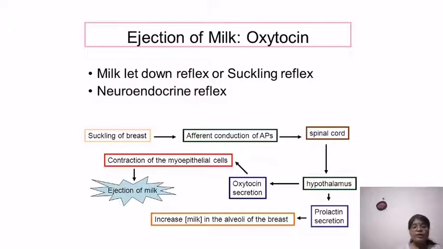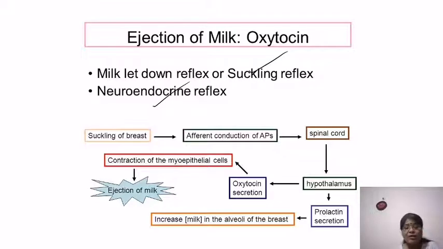Milk let down is a reflex action, called the suckling reflex. Again, this is a neuroendocrine reflex, because the signal is going to the brain and from there it is coming back, therefore it is a neuronal reflex also. So what do we see? When babies suckle the breast, initially when milk doesn't come, it is suggested that the child is allowed to suckle on the mother's breast.